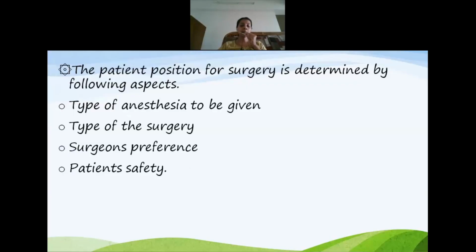Most of the time, it depends upon the surgeon's preference, what type of position they want to give. It also depends upon the type of surgery. For example, if you want to operate on the abdomen or perform a laparotomy, you may have to give a supine position. Or if you are performing surgeries of the spine, you have to give a prone position. Next, the patient positioning for the surgery also depends upon the patient's safety.